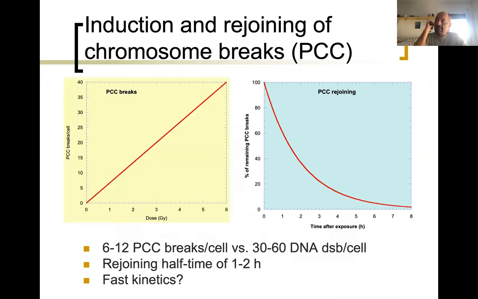This rejoining of the chromosome breaks can be seen nicely if you use PCC, premature chromosome condensation. You can look at the PCC breaks as a function of the dose, and this is a fairly linear dose-response curve. The number of PCC breaks per cell is generally smaller than the measured number of DNA double-strand breaks per cell, but this makes sense because the resolution of the method is lower. And this is the rejoining. Again, it is not totally clear that you have a fast and a slow rejoining, but some data seem to show the same thing.